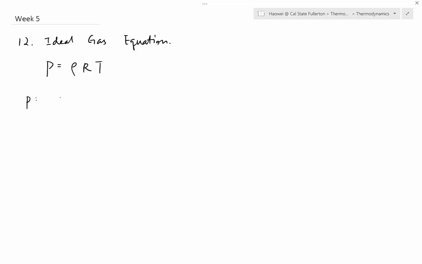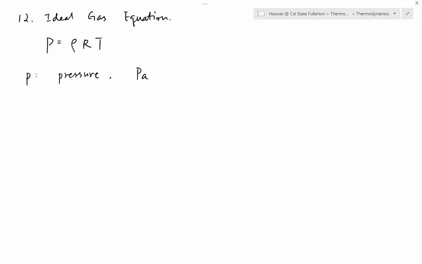P stands for pressure, and the unit for pressure is Pascal. It is SI unit. Remember before, in the first week, we said you can have two options when measuring pressure. One of them is gauge pressure, and the second one is absolute pressure. And which pressure should we use in ideal gas equation? It has to be absolute pressure. You cannot use gauge pressure in this equation.